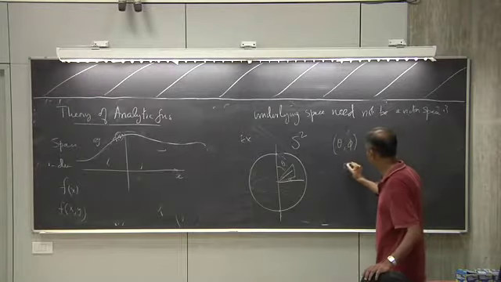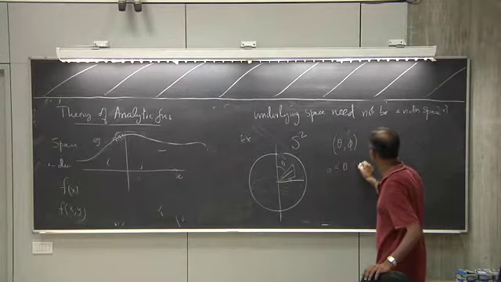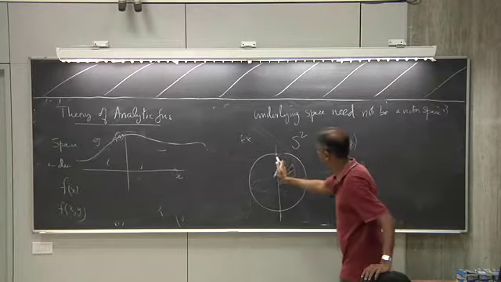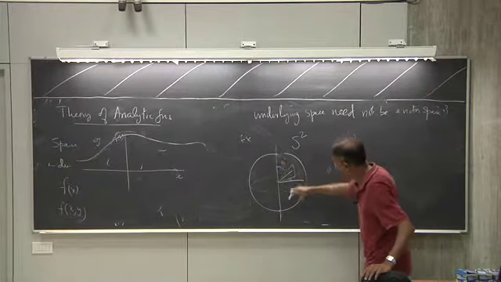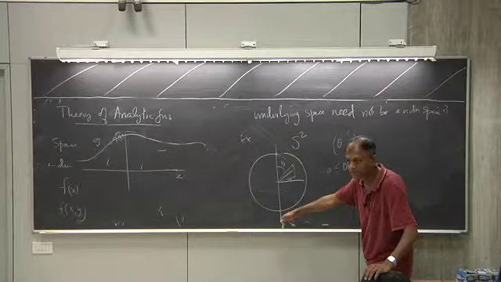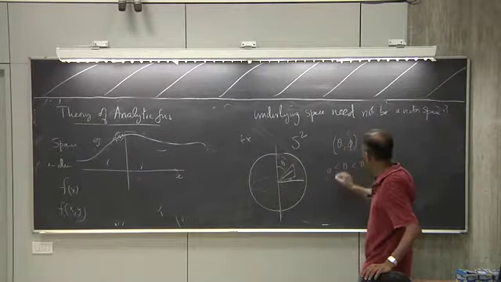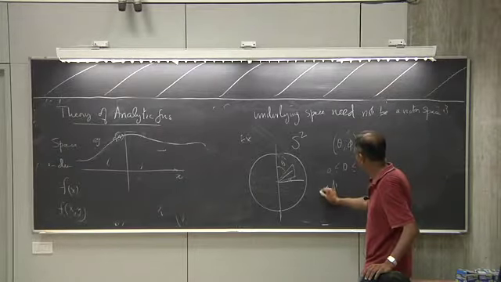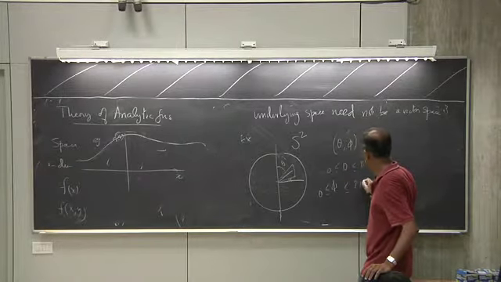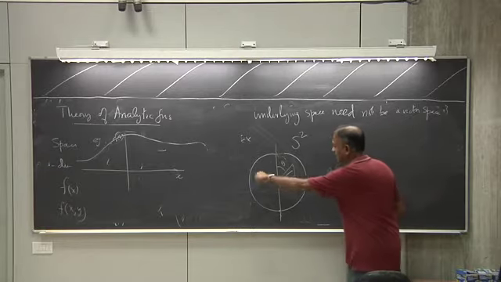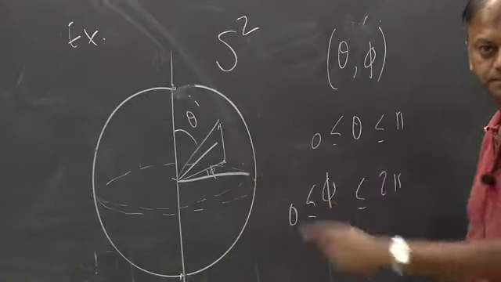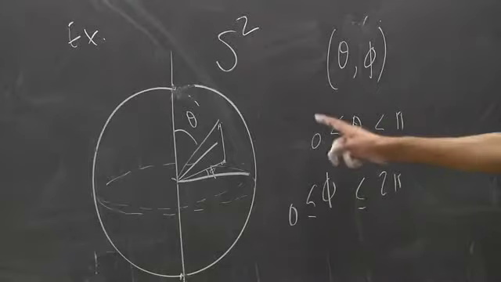Theta ranges from 0 to pi. Theta equal to 0 is the line along the north pole. Theta equal to pi is the line along the south pole. And phi, of course, goes from 0 to 2 pi. And it's periodic because at 2 pi it comes back to the original point. So this is the range.